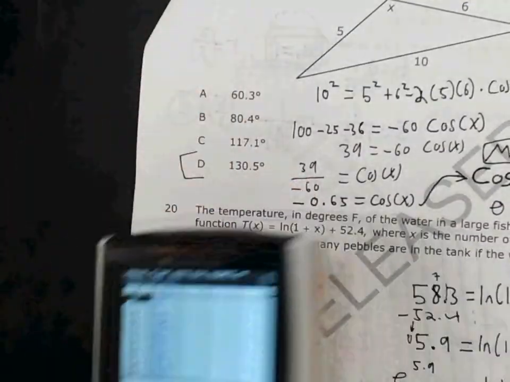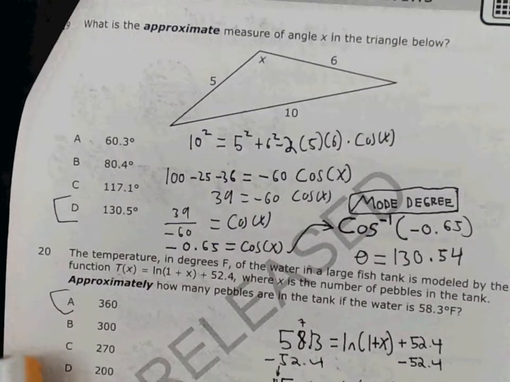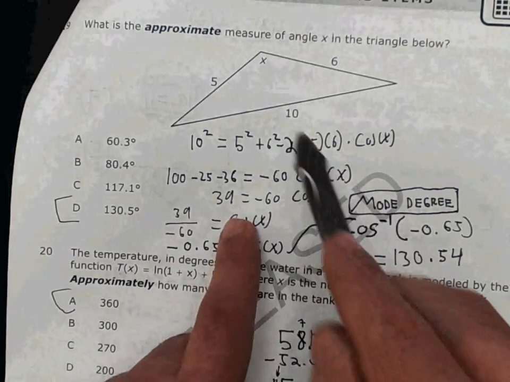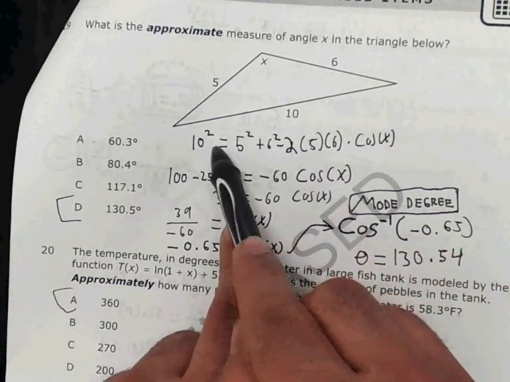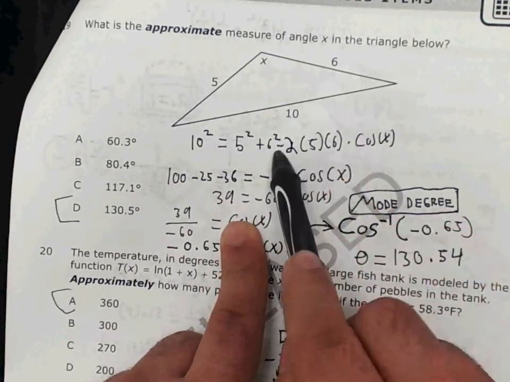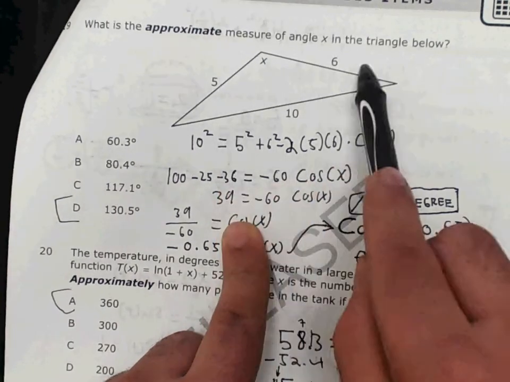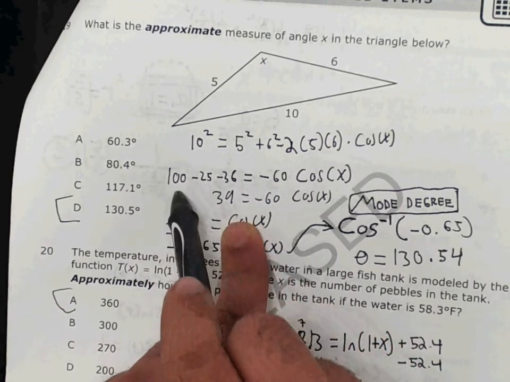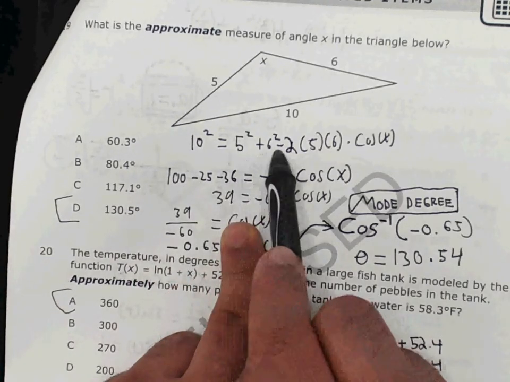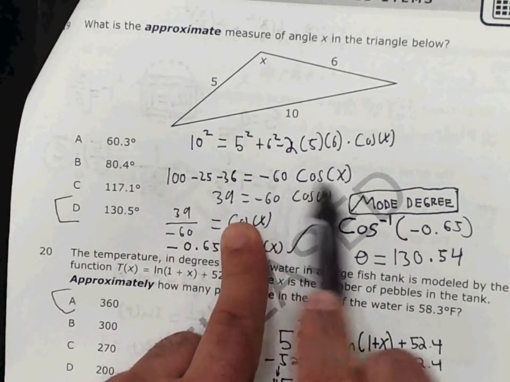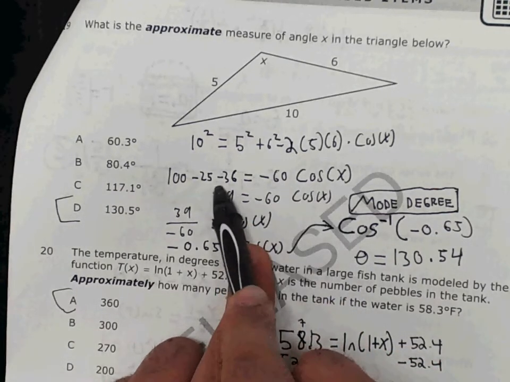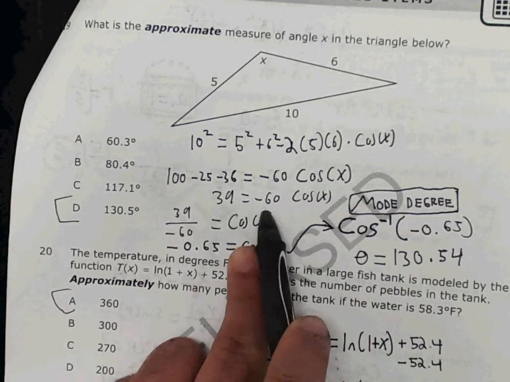19. What is the approximate measure of angle x in the triangle below? This is a law of cosines problem. 10 squared is equal to 5 squared plus 6 squared minus 2 times 5 times 6 times the cosine of x. 10 squared is 100, minus 25 minus 36 is equal to negative 60 times the cosine of x. So evaluate this. 39 is equal to negative 60 times the cosine of x.